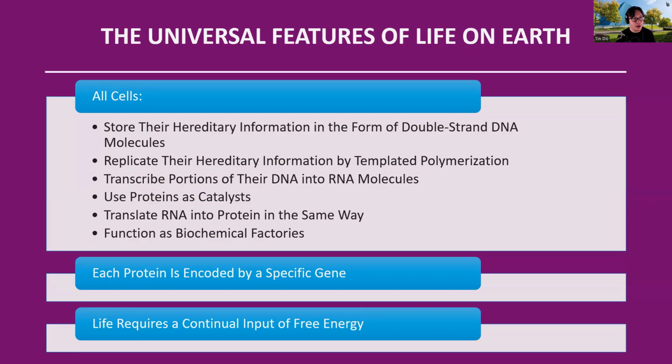Replication of the hereditary information. Again, we have to replicate our DNA, either from a double-stranded DNA to another double-strand, or from double-strand DNA to a single-strand mRNA or RNA, etc. Transcription of portions of their DNA into RNA molecules. Again, that's a repeat of the second bullet point, or they go into both.